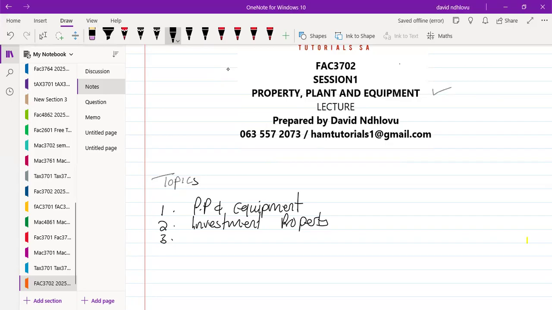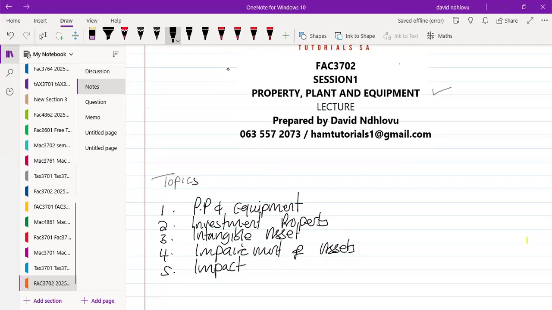We then have what we call intangible assets. We have impairment of assets. Finally, we have impact of foreign exchange rates. So there are only 5 topics in the syllabus.